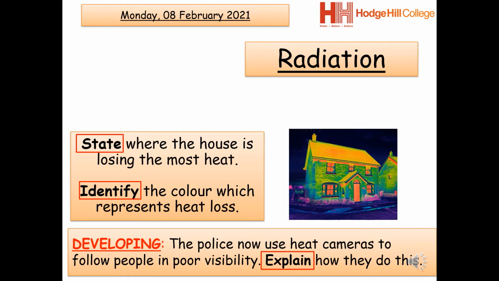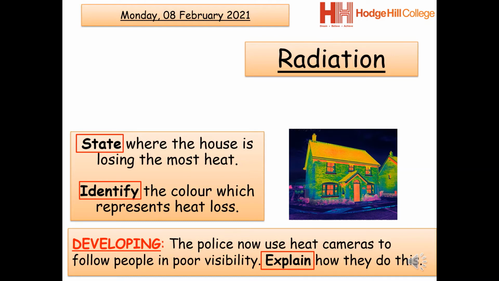Now, if we were to identify the color which represents heat loss, it will best be described as red, infrared radiation. The more the colors tend to blue is the lower the temperature. The more it tends toward red, the higher the temperature, so it represents the amount of heat lost by an object. Now, this developing question here states that the police now use heat cameras to follow people in poor visibility. Explain how they do this.